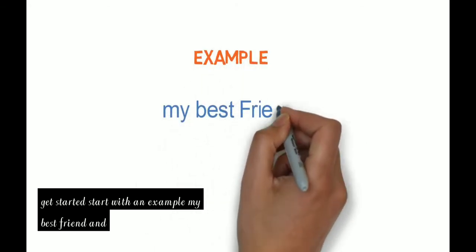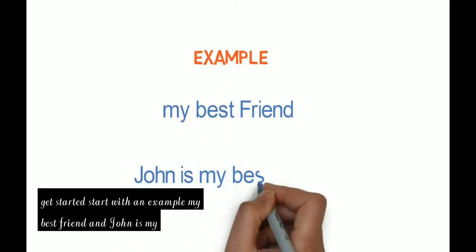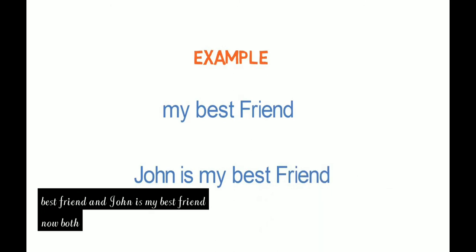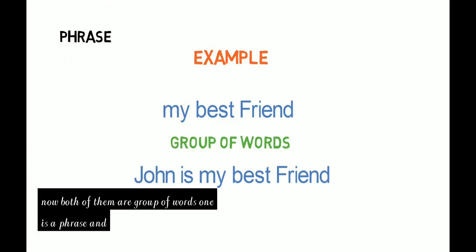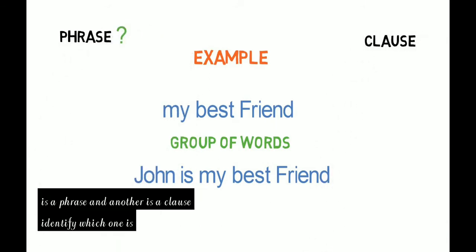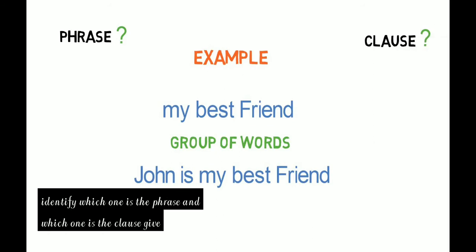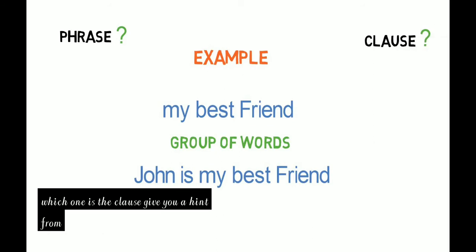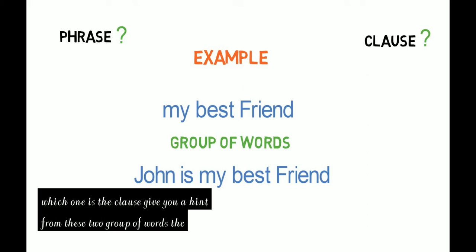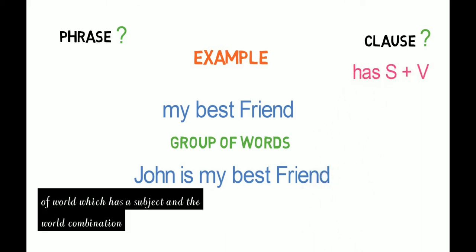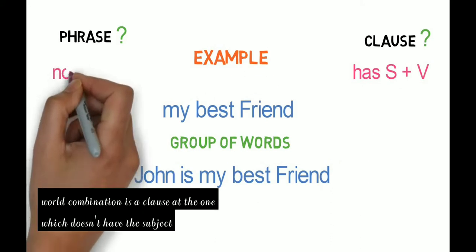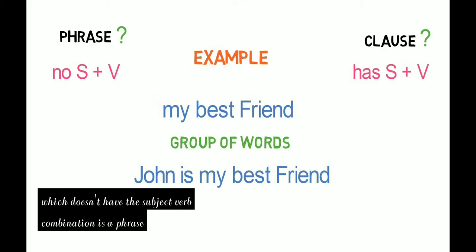My best friend, and John is my best friend. Now both of them are groups of words, but one is a phrase and another is a clause. Can you identify which one is the phrase and which one is the clause? Let me give you a hint. From these two groups of words, the group of words which has a subject and a verb combination is a clause, and the one which doesn't have the subject-verb combination is a phrase.